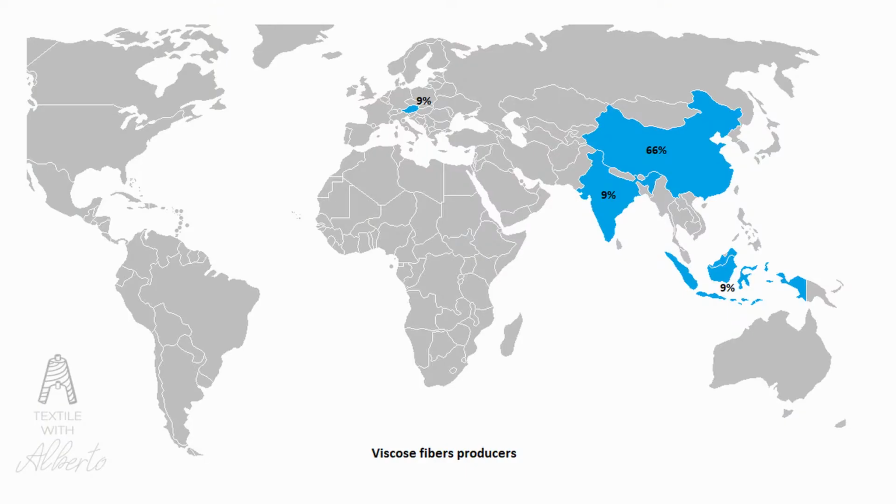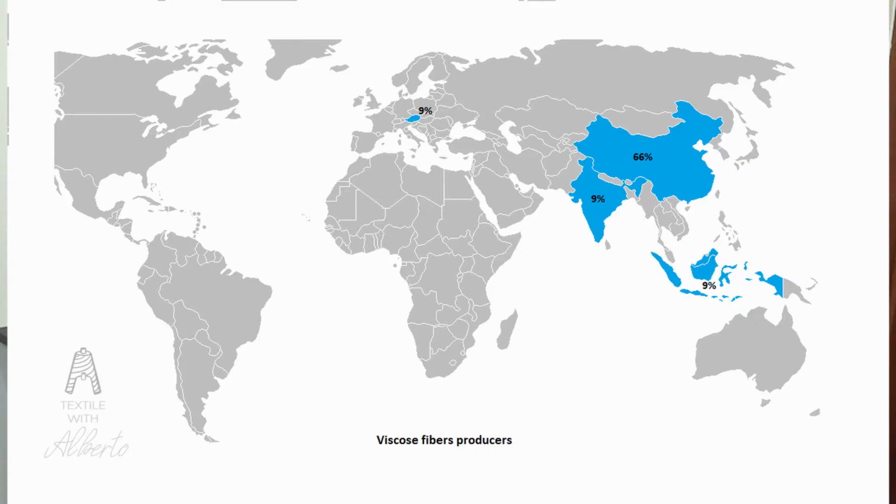The most important producer of viscose filament yarns is China, which leads with 66% of the total production in the world, which is really much, guys. It's basically 2 out of 3 of the total production in the world. Then we have India, Indonesia, and then we have Europe, 9%.